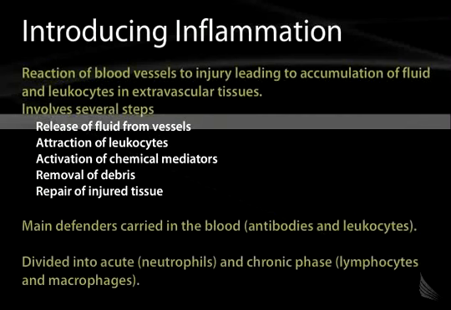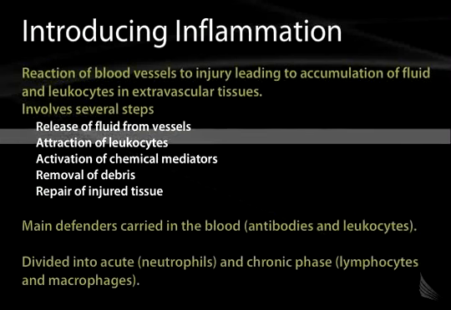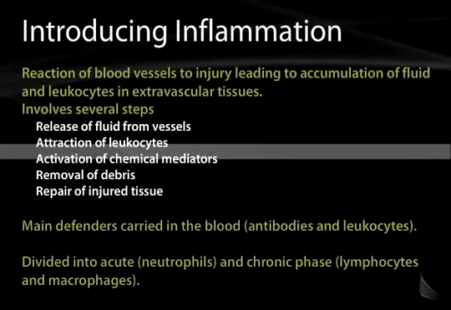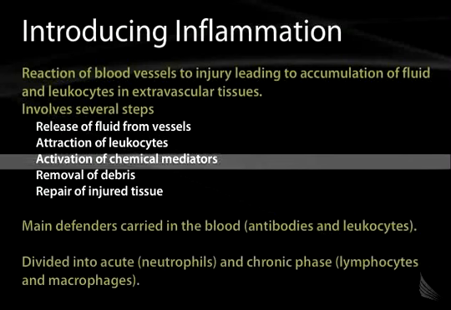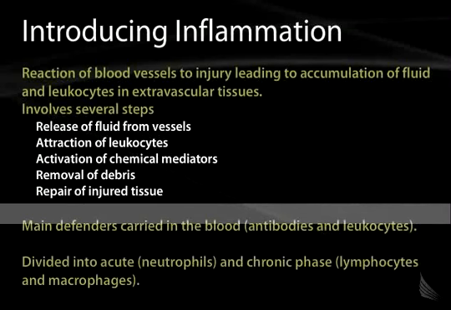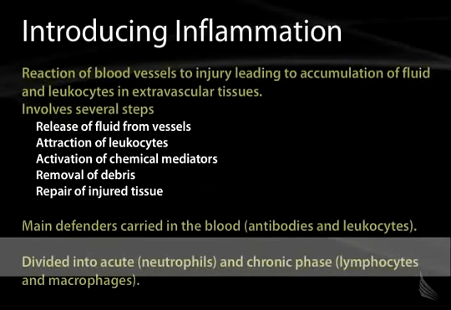It involves the release of fluid from vessels, the attraction of leukocytes by chemotactic factors, the activation of chemical mediators, including cytokines, the removal of debris and repair of injured tissues. It involves the main parts of the immune system, which includes antibodies and leukocytes. Now, there's two different types of inflammation that we describe in pathology. There's what we call acute inflammation, which mostly involves neutrophils, and chronic inflammation, which mostly involves lymphocytes and macrophages.